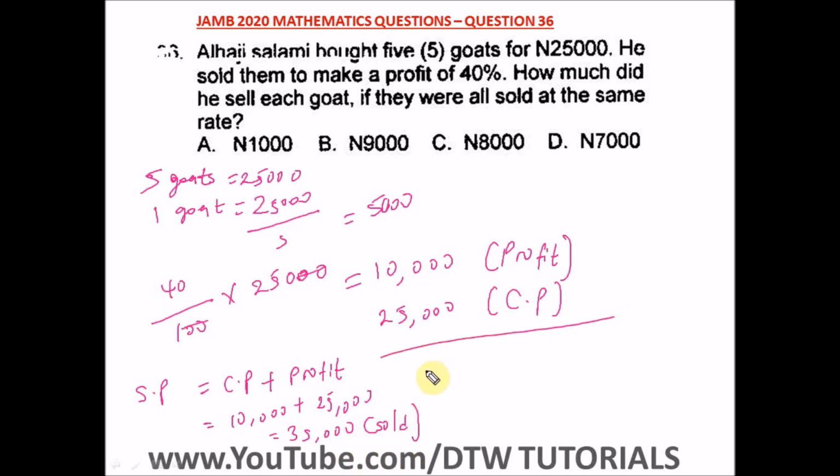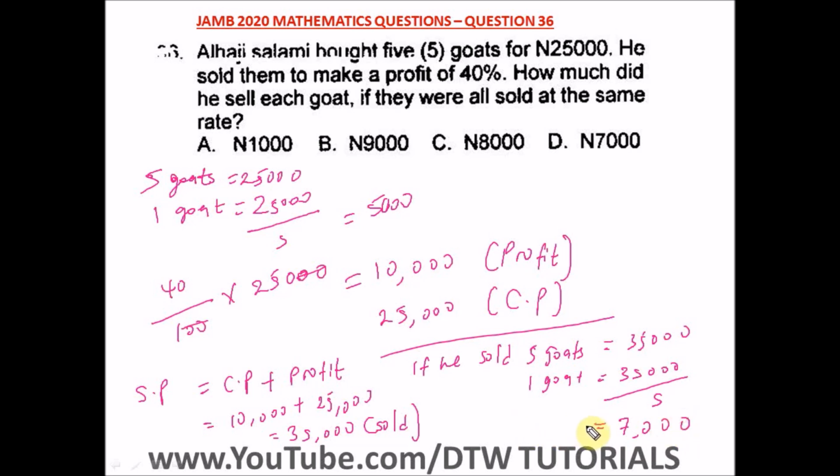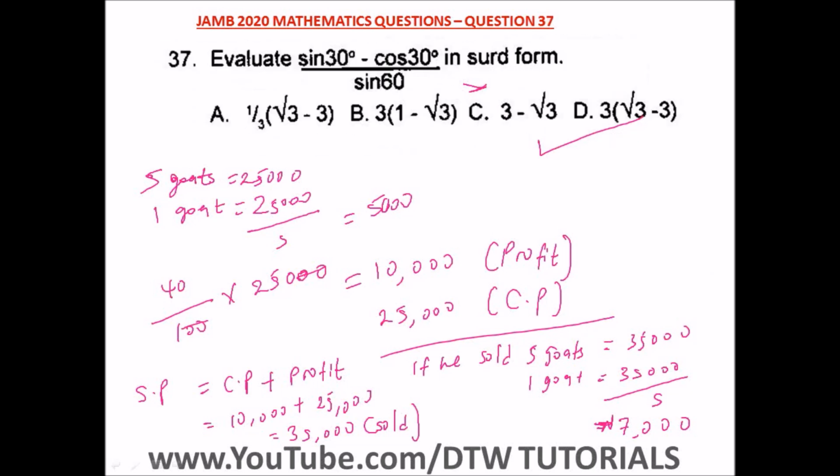So if he sold 5 goats for 35,000, how much did he sell one goat? He sold one goat for 35,000 over 5, which is 7,000 naira each. So this is how much he sold each goat to get a profit of 40 percent. So that is how it is done. So we'll go to the next question.